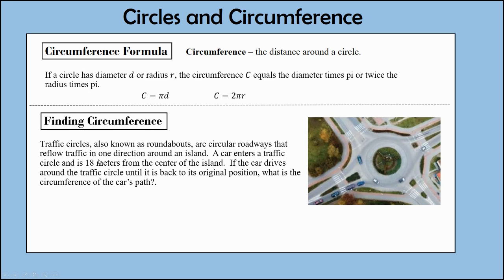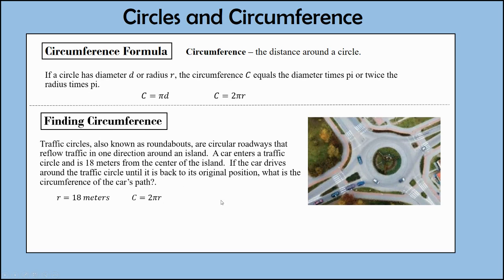So a car enters the traffic circle and it's 18 meters. Let's say we're looking at this car and it's 18 meters from the center of the circle, the center of the island. If it drives all the way around back to its original position, what's the circumference of the car's path? How far has it driven? Well, it's basically a circumference question. They're telling us the radius is 18 meters because that's the distance from the car to the center. So that's the center to a point on the circle. So the radius is 18.